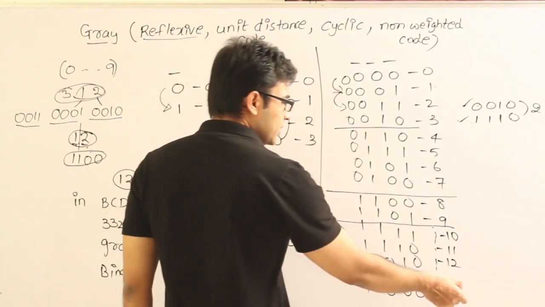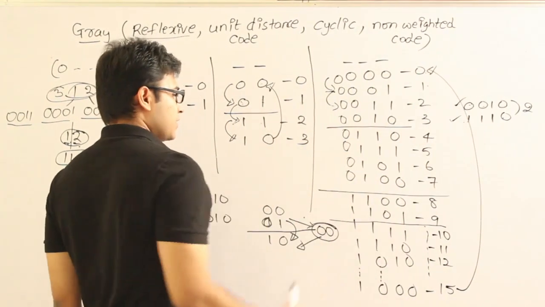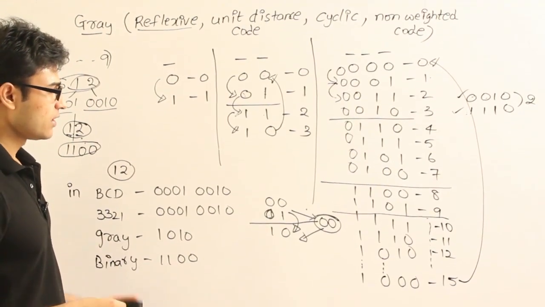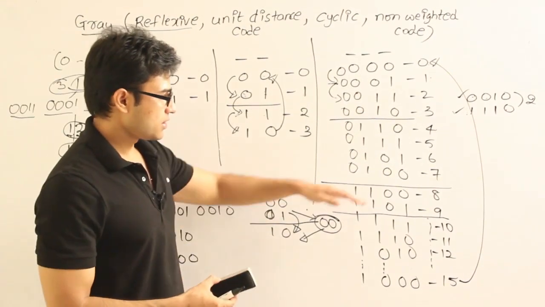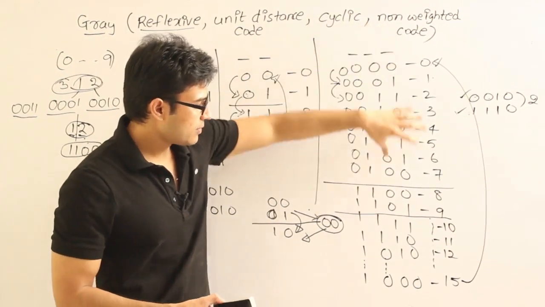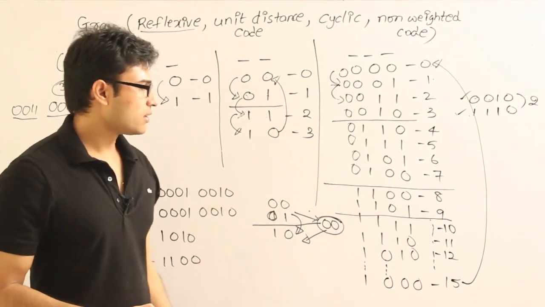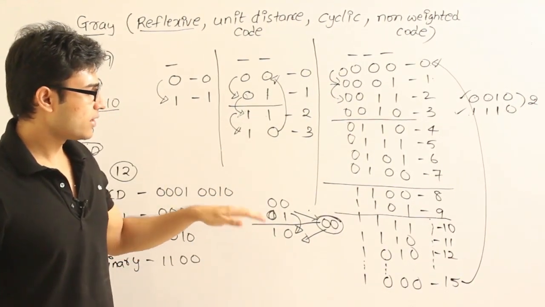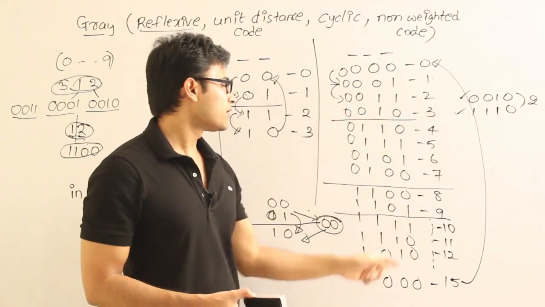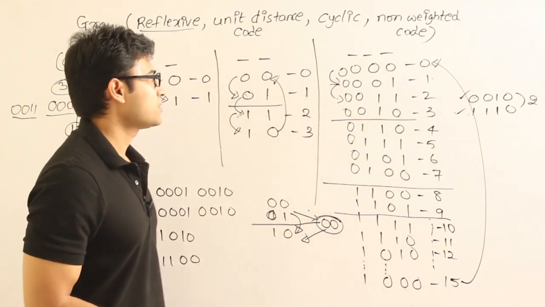Now, the same thing is here also. In 15 to 0, you will check it. So, why is this true? It is because of the mirror imaging, isn't it? We have taken the mirror in such a way that whatever number was here, 000, the same number appears here. And then we are appending a 0 here, and a 1 here. That particular organization makes it cyclic. Cyclic means the last one again differs by 1 bit from the first one.